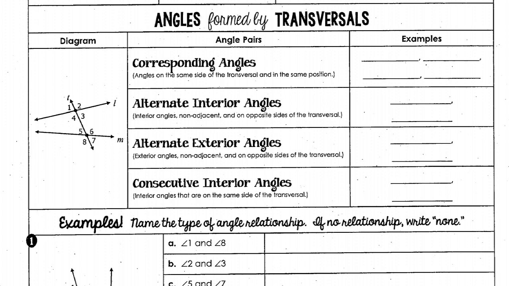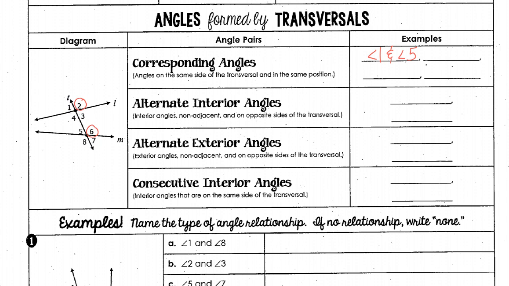First, we have corresponding angles. They are angles that are in the same side of the transversal and in the same position. I would say angle 1 and angle 5 are corresponding. If you focus on the first 4 set of angles, notice how angle 1 is on that top left corner. And on that second set of angles, angle 5 is on that top left corner. So that's what it means by same position.